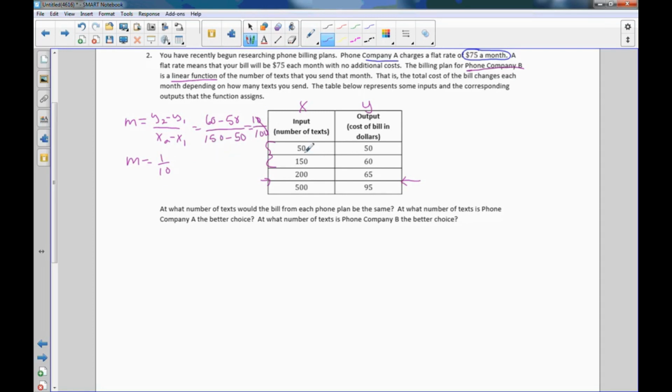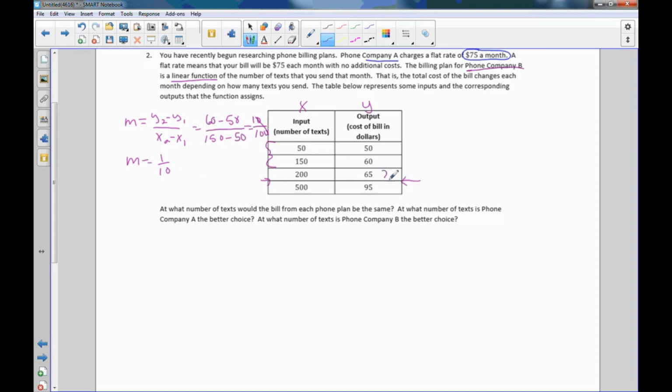So that means for every text, it costs me, let me think about this a second. No, for every dollar, I can send 10 texts. So it's 10 texts per dollar. Okay, so there's my equation, and if I checked others, I would get the same thing. I will check one more just to be sure.